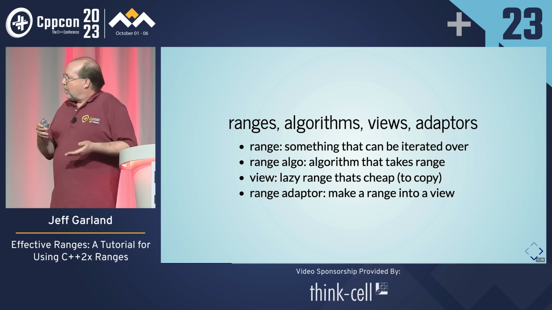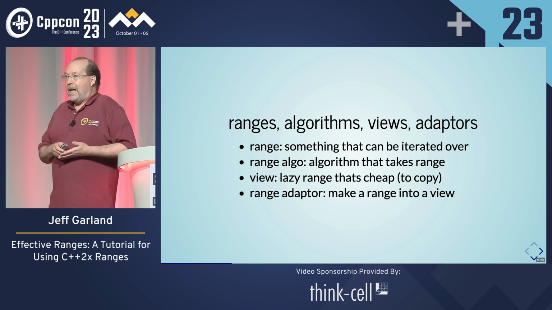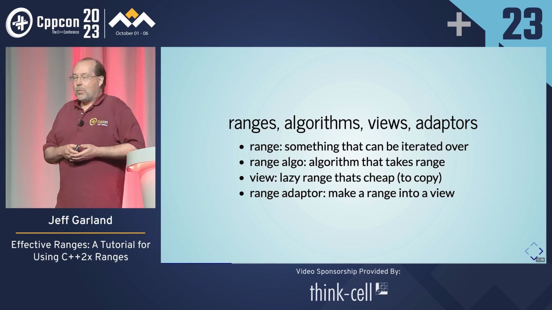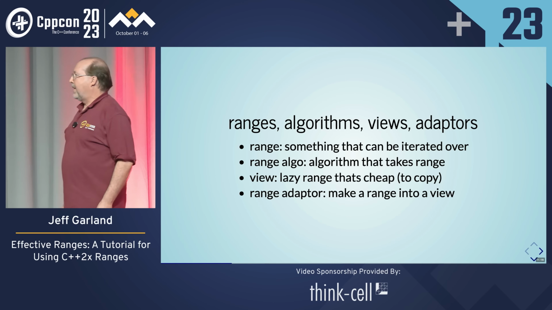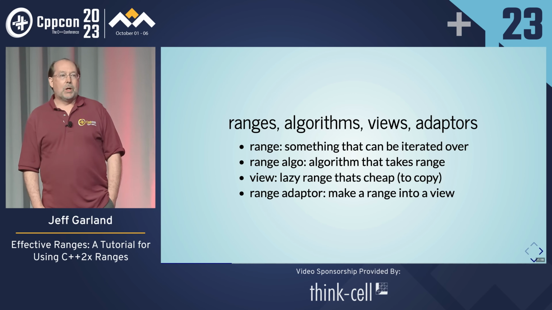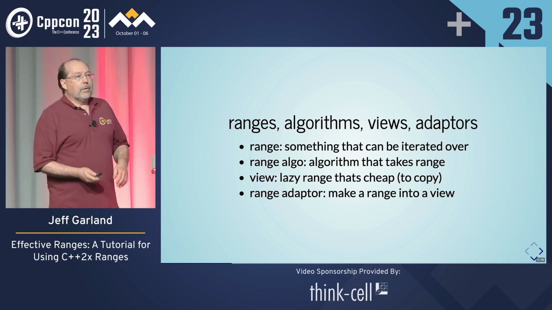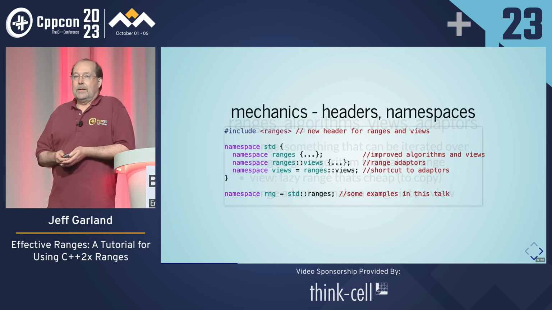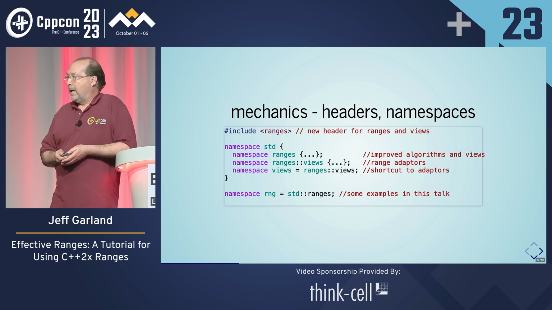And then range adapters are a thing that allows you to take a range and make it into a view. And this is where that pipe syntax comes in. So range adapters, a lot of people think about as the primary thing that's new and very, very different. And why is that different? It's going to be different because of composability. Algorithm composability is something that the STL does not do terribly well.